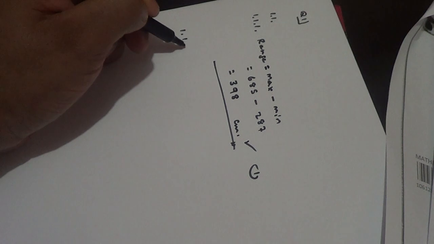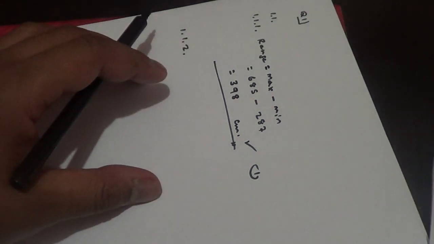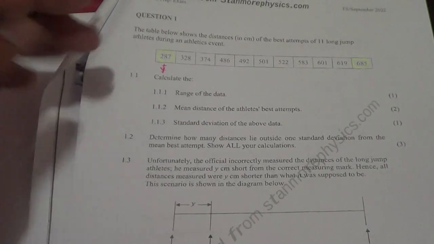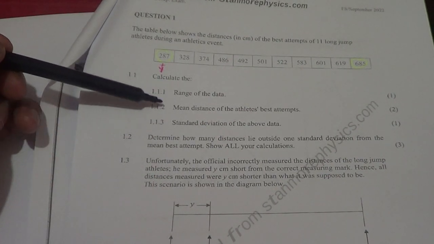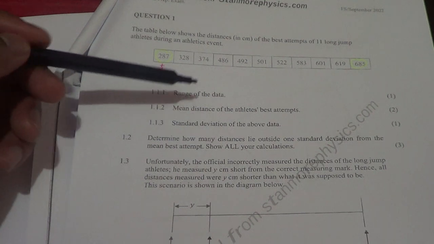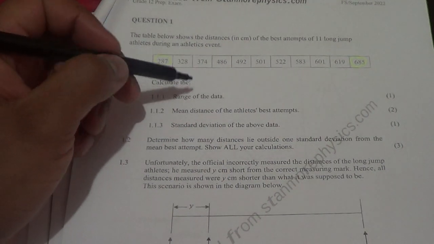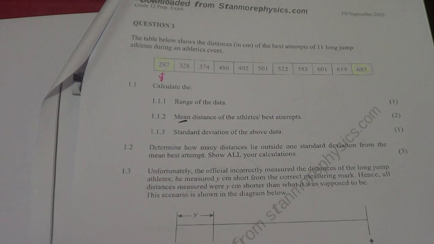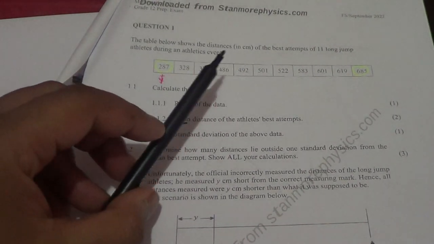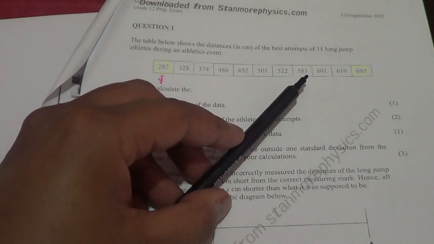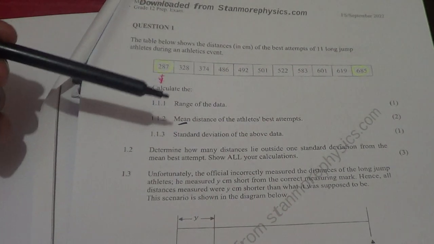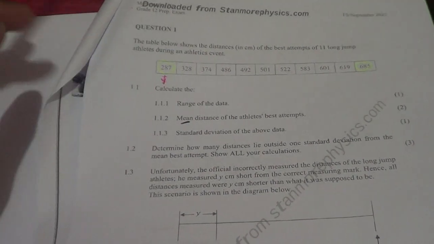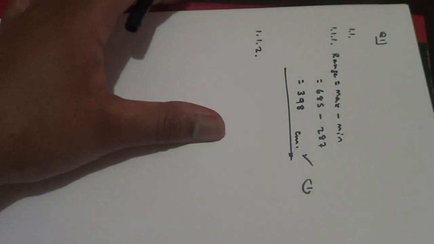So 1.1.2. Next question is asking, calculate the mean distance of the athletes' best attempts. Okay, the mean, so the mean is simply gotten by adding all those up, and then of course dividing by their total number. That will give us the mean. Okay, it's not a big deal.